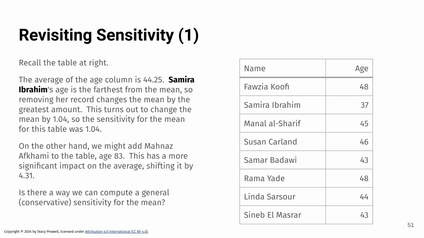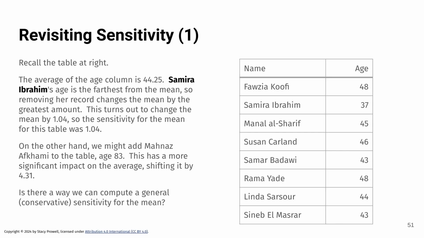So here's our table again. Here's our table of these women and their ages. And remember, the average of the age column was 44.25. And Samira Ibrahim's age was the farthest from the mean at 37.